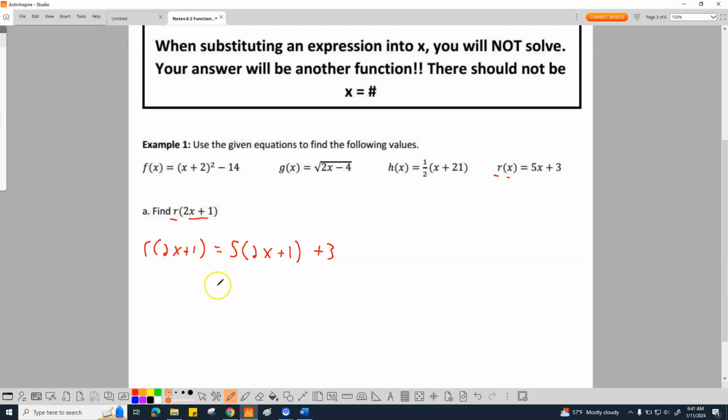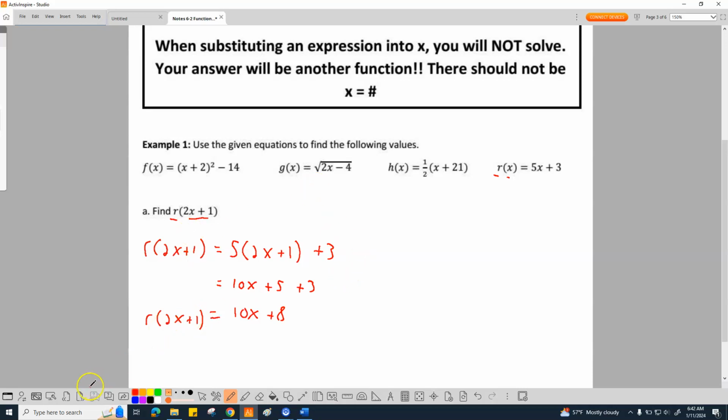Now you're going to have to distribute this 5. So this is multiplication right here. This 5 times 2 gives us 10x. And then 5 times 1 is 5. And then I'm going to add that 3. Now you're not quite done because you have to put everything together that belongs together. The x's stay apart. And then that 5 and 3 go together as 8. And you end up with this for your answer. I think that's pretty straightforward. Not that big of a deal.